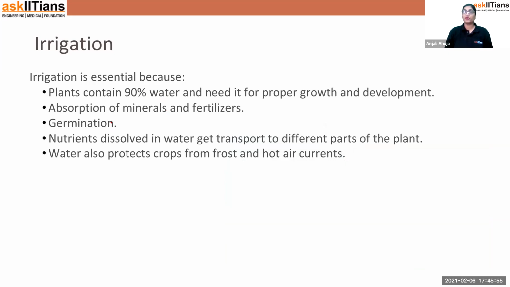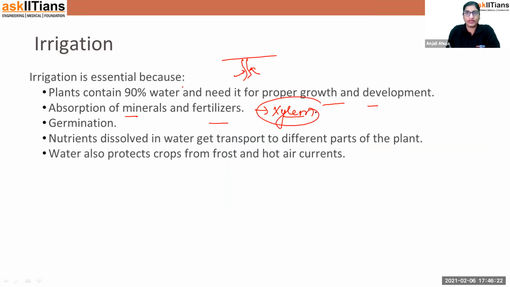Now, if a question comes in your paper asking why irrigation is important, you can write these points. The plant itself is 90% water, and it is needed for growth and development. Reason being, when we give water, it is absorbed from the roots of the plant, and with the water, minerals and fertilizer are also absorbed. If you remember, in the plant there is xylem and phloem for transport. Mainly for the water, there is xylem, and minerals and fertilizer mix into the soil water and also move.